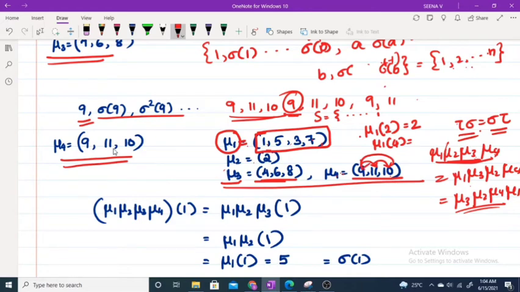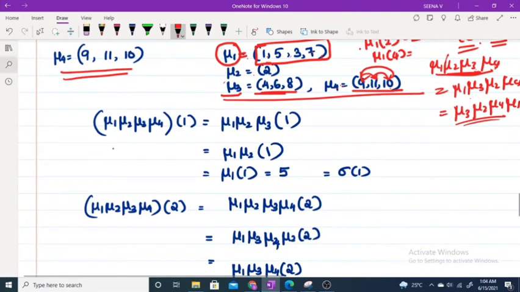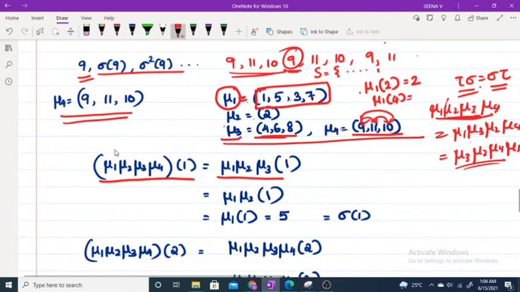Okay, so now we are going to prove this product is equal to sigma. First you consider mu1 mu2 mu3 mu4 of 1. You can write this as mu1 mu2 mu3 of mu4 of 1. Okay, what is mu4 of 1? Under this map, mu4 maps 9 to 11, 11 to 10, and 10 to 9. All other elements are fixed. So mu4 of 1 is 1 itself. Okay, and what about mu3 of 1? Under this map also 1. Okay, and mu2 of 1 is also fixed, and mu1 of 1 is 5, which is the same as sigma of 1.